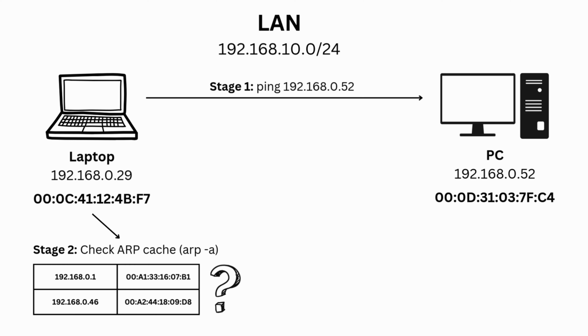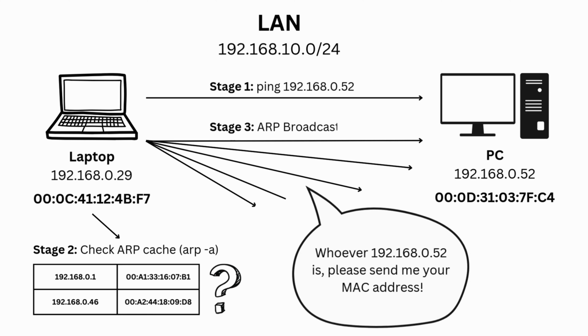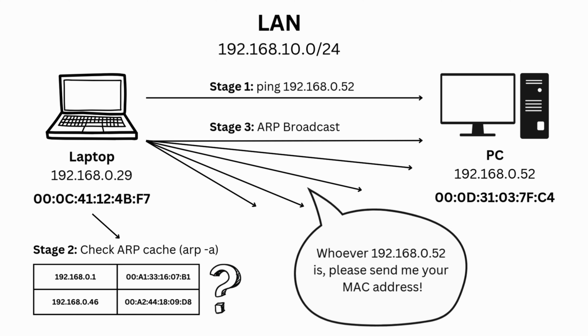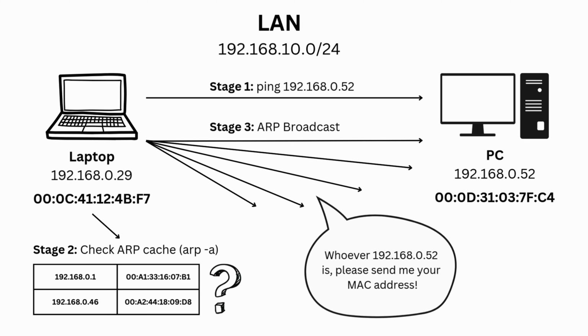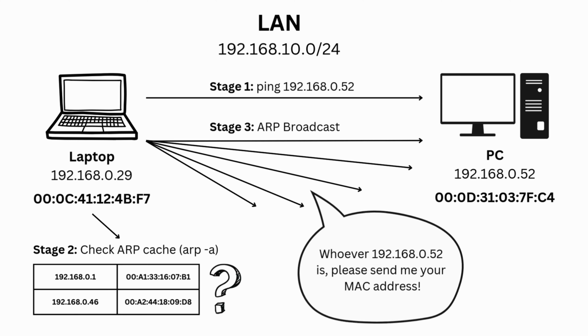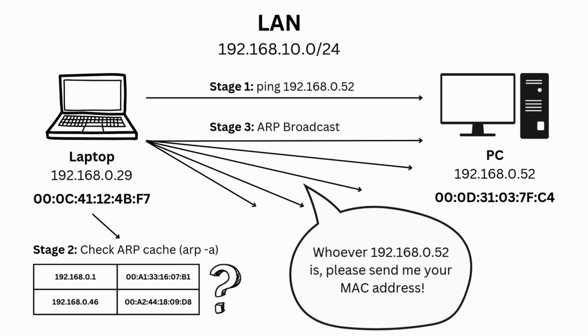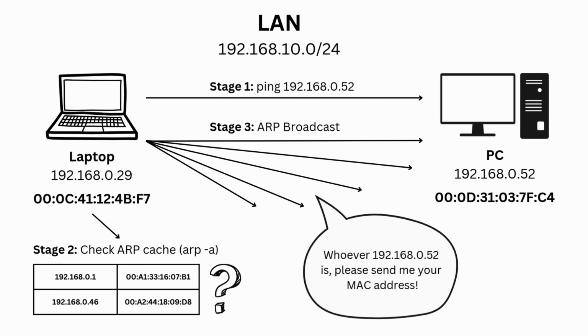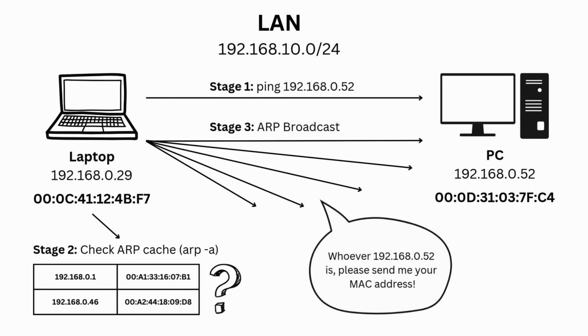192.168.0.52. In stage 3, if there is no mention of the MAC address in the ARP table, the device will send something called an ARP request, an ARP broadcast message, asking basically the whole network, whoever's got this IP address, tell me your MAC address, I want to speak to you.